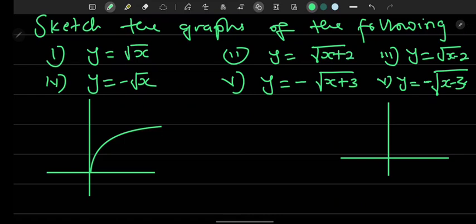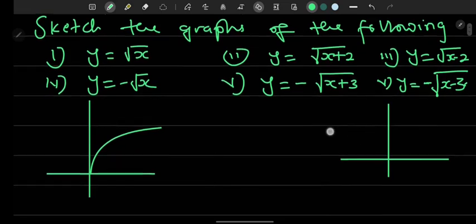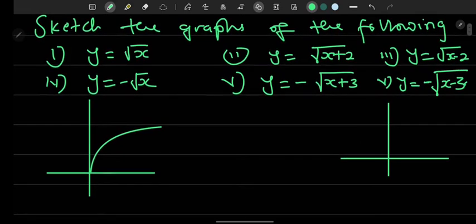I told you in the previous class that when you have plus 2, or plus a constant, that means you are going to move to the left. That is a horizontal shift. And if it is minus, that is a vertical shift. So this implies that the graph is going to be here, such that this place now is minus 2.